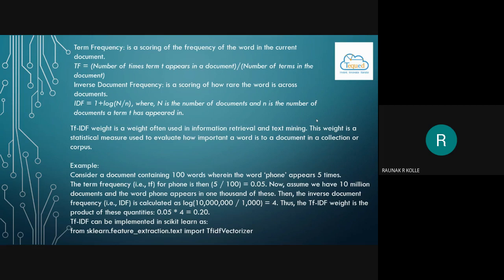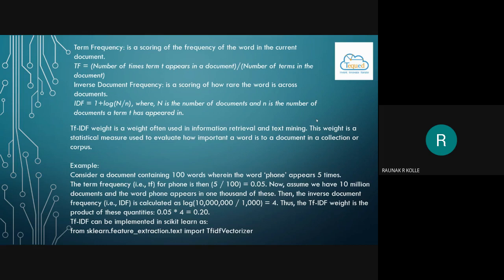Let us consider an example. Consider a document containing 100 words, wherein the word phone appears 5 times. The term frequency, that is TF, for phone is 5 by 100, which is 0.05. Now assume that we have 10 million documents and the word phone appears in 1000 of these. Then the inverse document frequency, that is IDF, is calculated as log of 10 million by 1000, that is 4. Thus, the term frequency inverse document frequency weight is the product of these quantities, that is 0.05 times 4, which is 0.2.